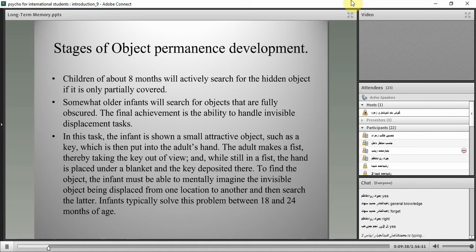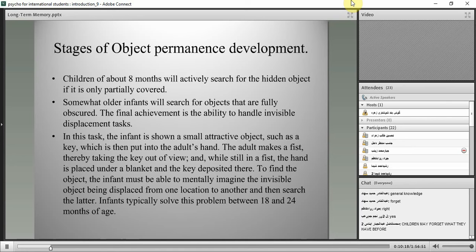As soon as infants grow up and reach the age of 8 months, they will search for the hidden object if it is only partially covered. For example, if you hide the bunch of keys in your hand and it is semi-visible, then they search for it. This means that they are storing knowledge of that object in their semantic memory.